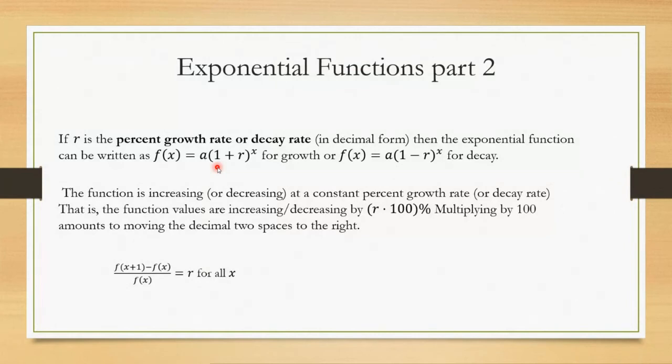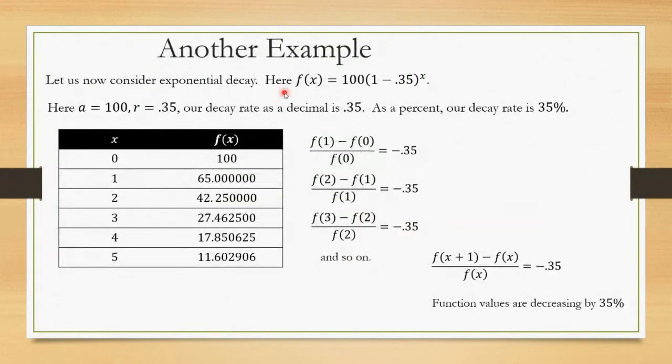Okay, well, let's do an example. Maybe that'll help us. I mean, this is just another example. Let's suppose our function looks something like this. In this case, our A is 100, which is our initial value. R is 0.35, which is in this case our decay rate. So this means the function values will be decreasing by 35%. If we increase x by 1 unit, the function values will decrease by 35%.